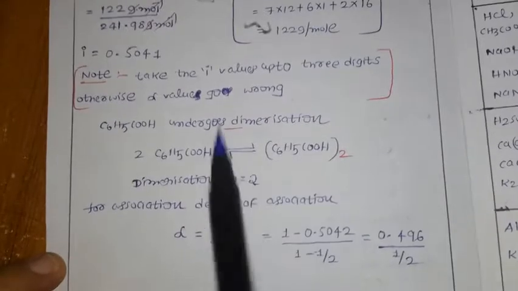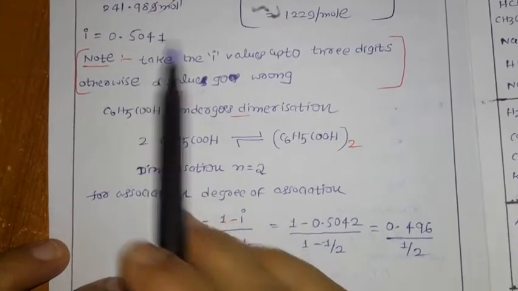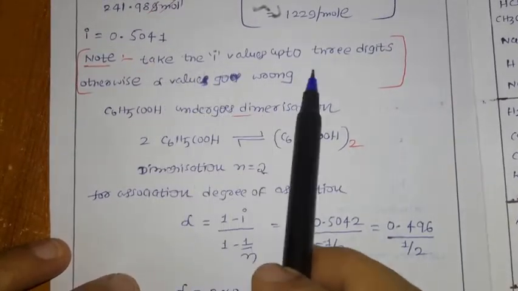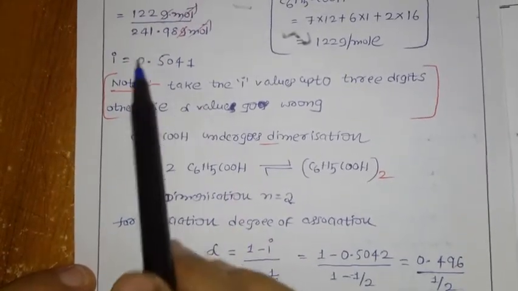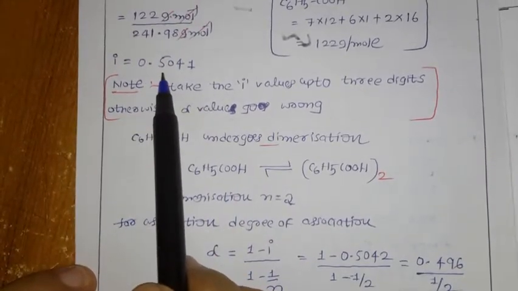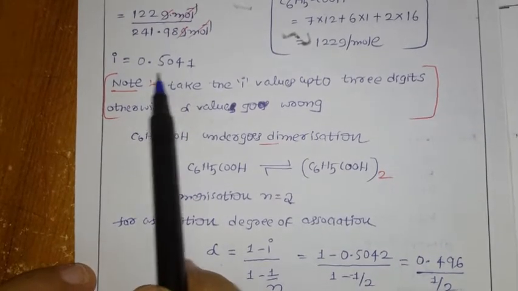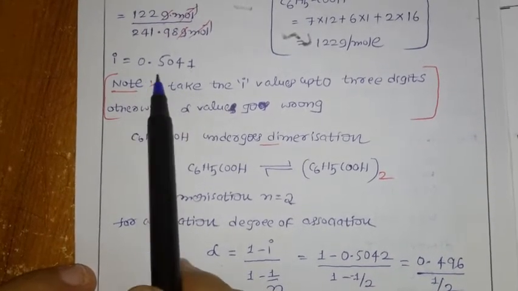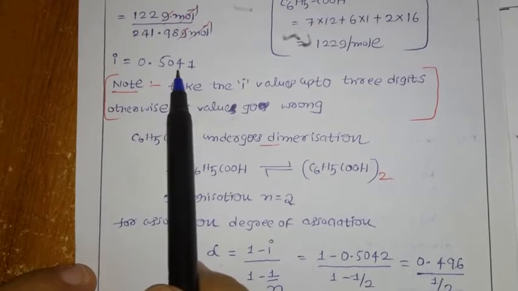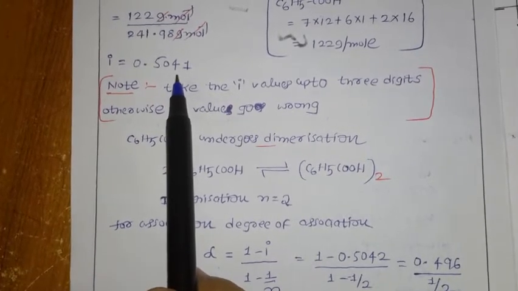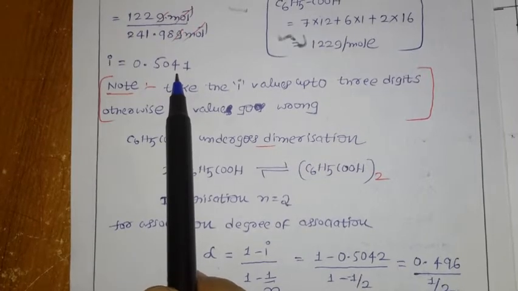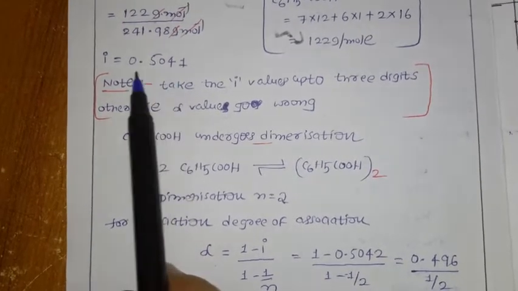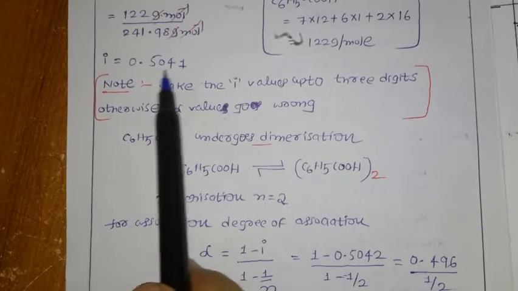Now let us see here. The Van't Hoff factor is already given, so now we have to calculate the alpha. Take the i value up to 3 digits, otherwise the alpha value goes wrong. If you take the i value as 0.5 only, it does not accept it. You have to take a minimum of 3 digits, 0.504. Then only the alpha value will come exactly. Otherwise many students will do these numericals wrong here only. So be very careful to take a minimum of 3 digits after the decimal point.